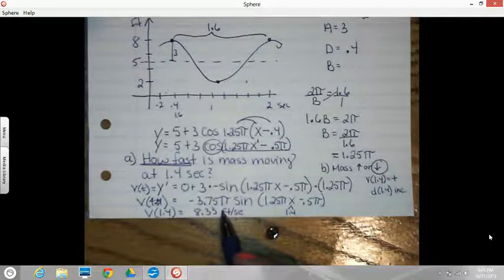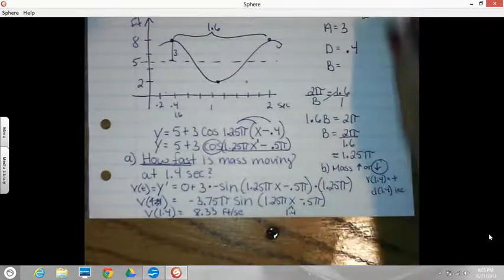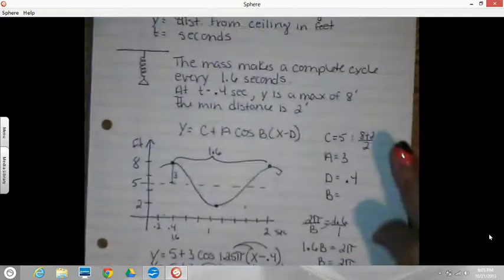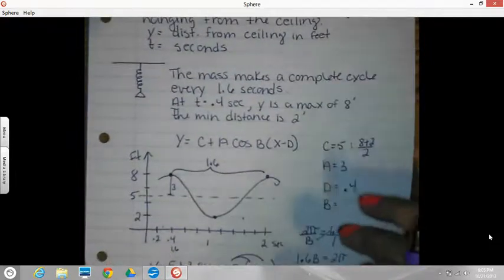Okay. Think you can do these? We'll practice one more together. These aren't quite that easy, I don't think. They're a little bit of a challenge. Okay, number 2.